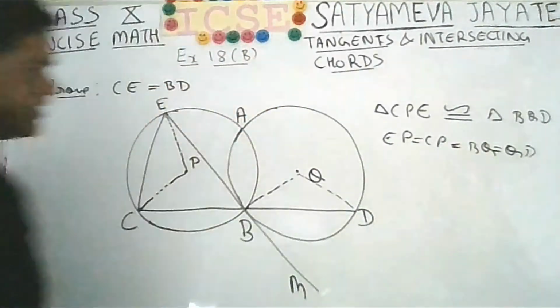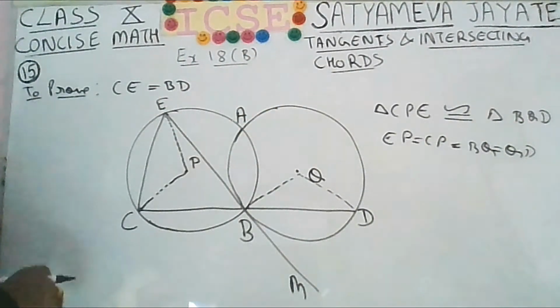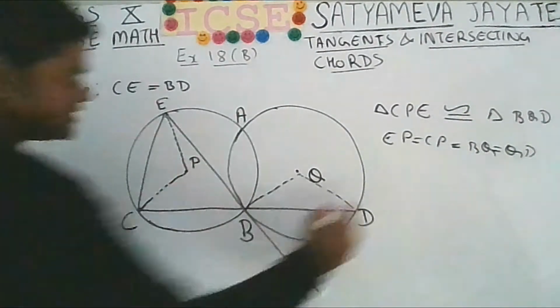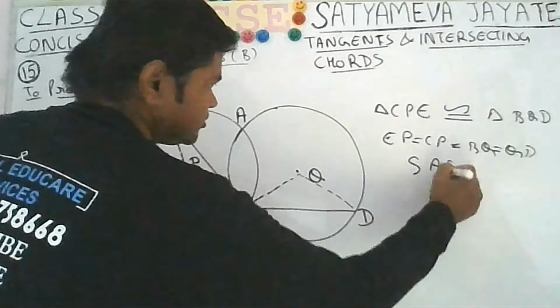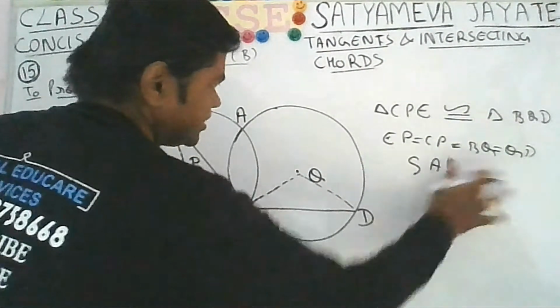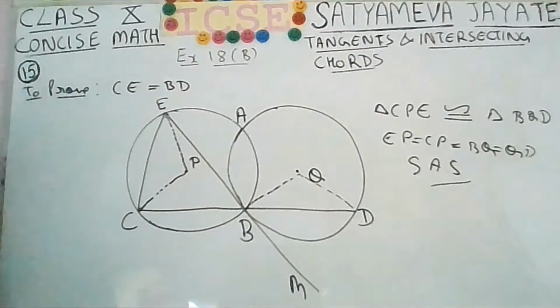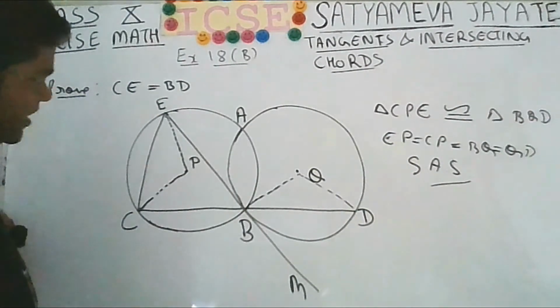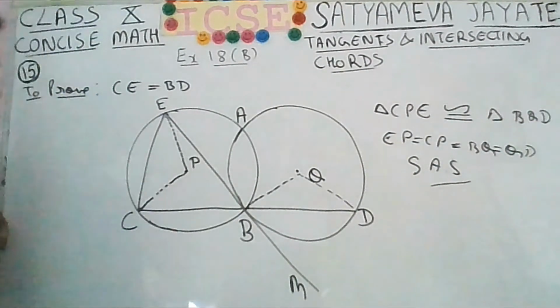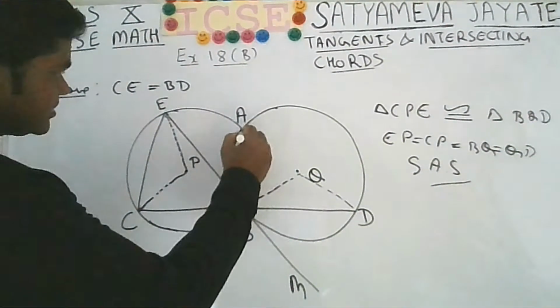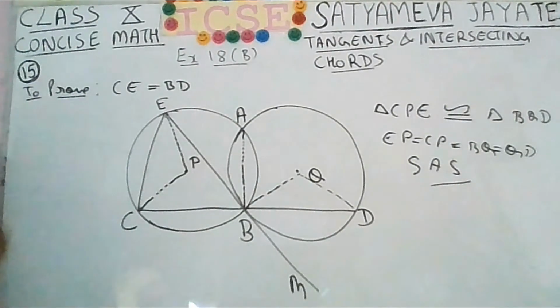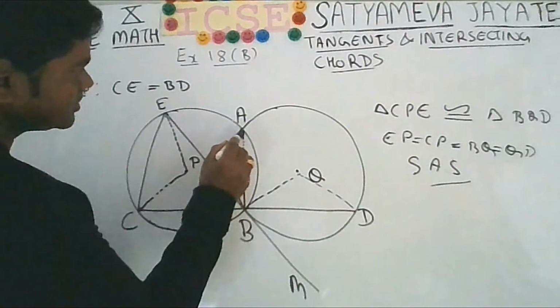So one of the methods, one of the rules to prove the congruency is SAS. So you should be able to guess for yourself that you must prove the two triangles congruent by the SAS congruency rule. If you join the points A and B, okay, also join A with Q like this.